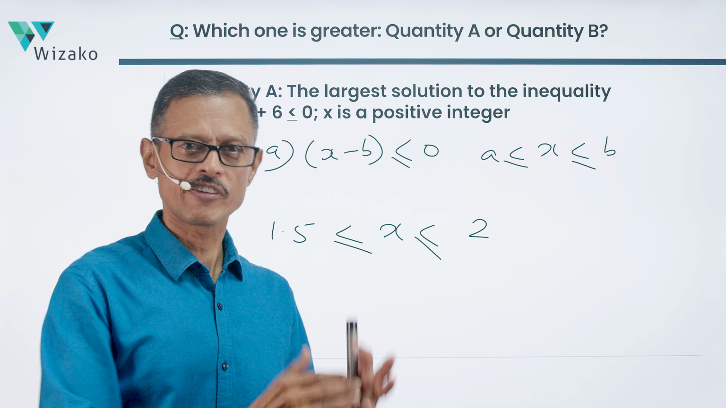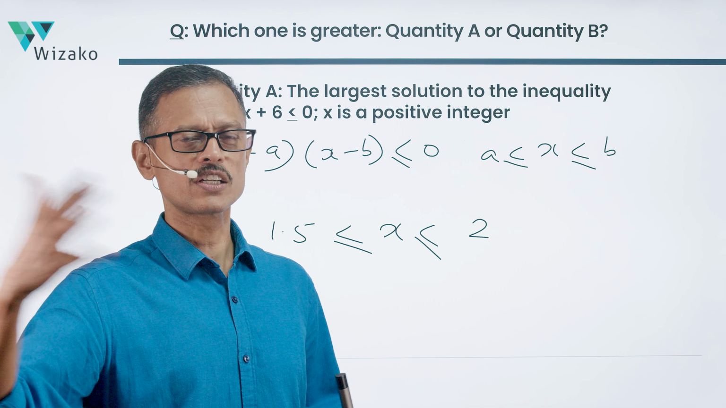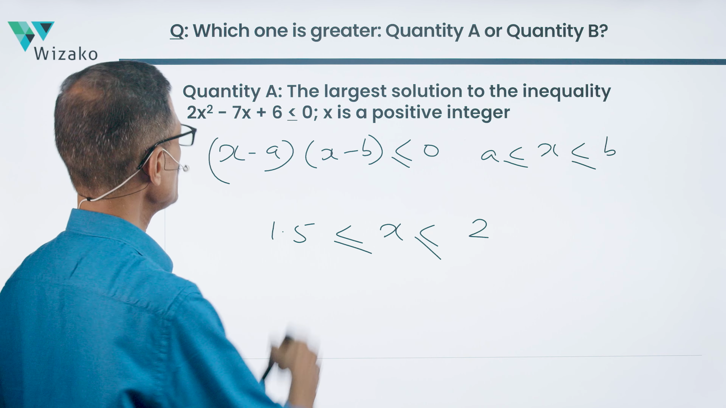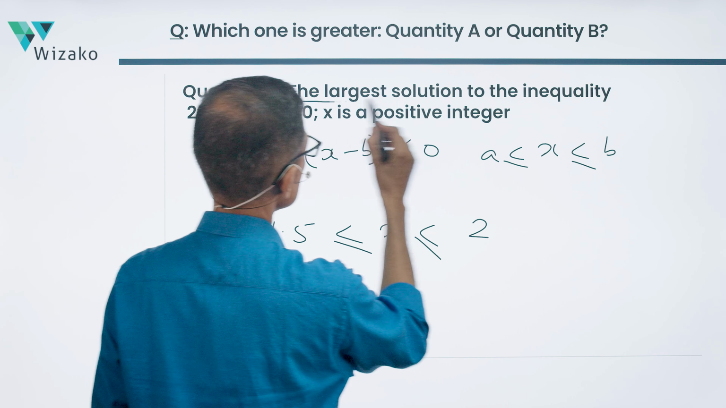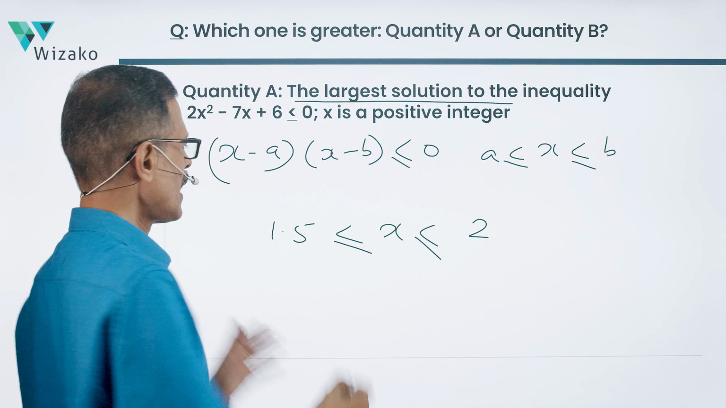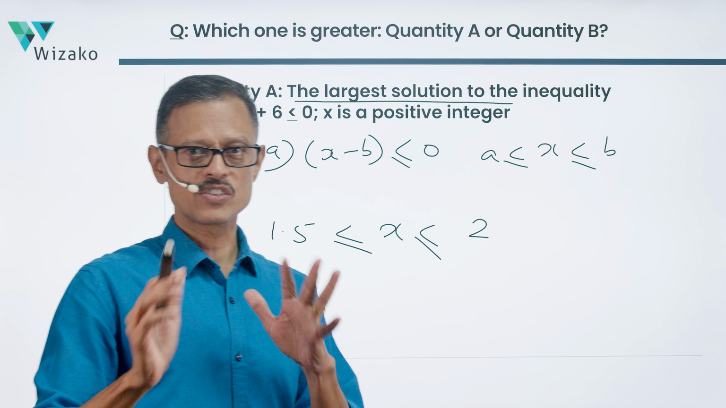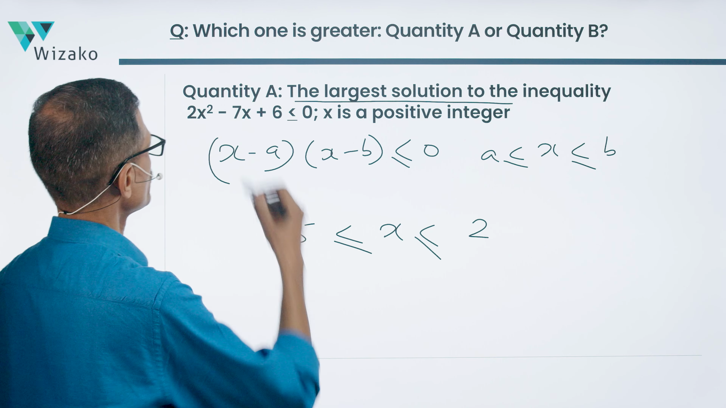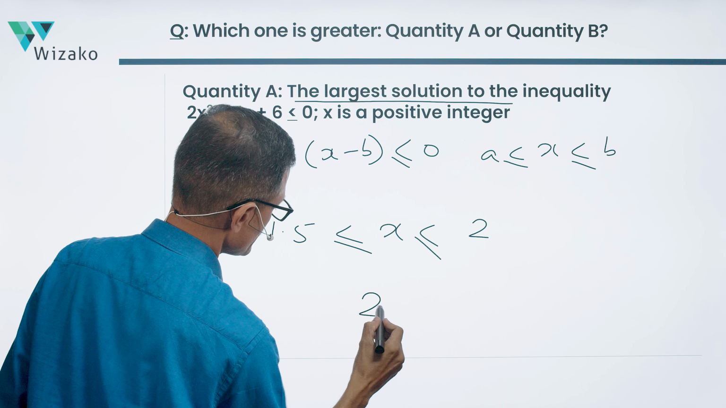It can start from 1.5, 1.51, 1.5111, and so on, 1.999, and then 2. It can also include a 2. What are we trying to find out? The largest solution to this inequality. How high can it be? It can be as high as a 2. And x is a positive integer. Is 2 a positive integer? Certainly yes. So the quantity A value is equal to 2.